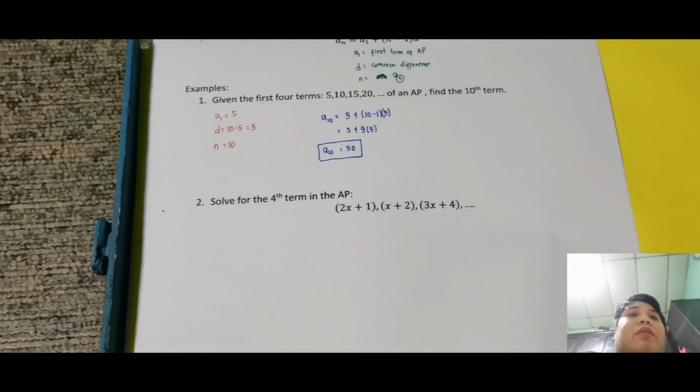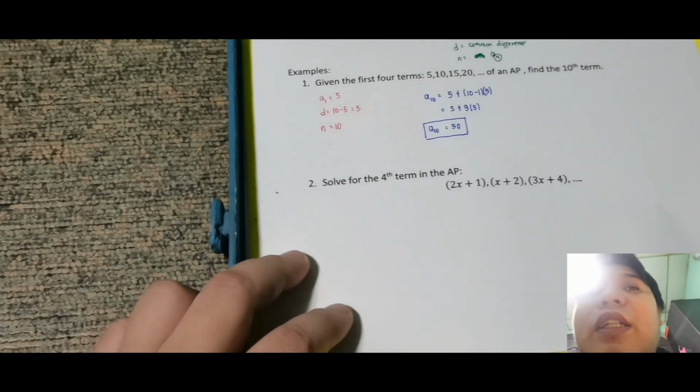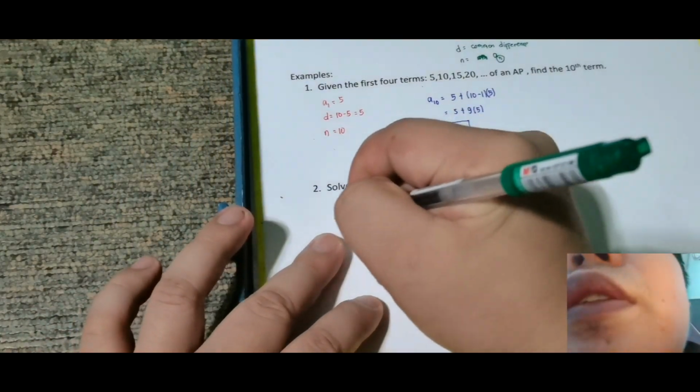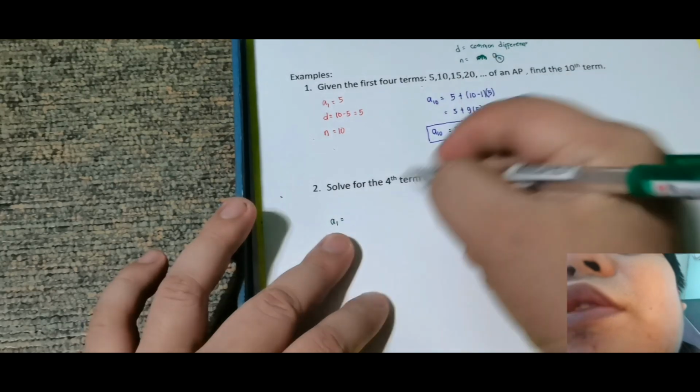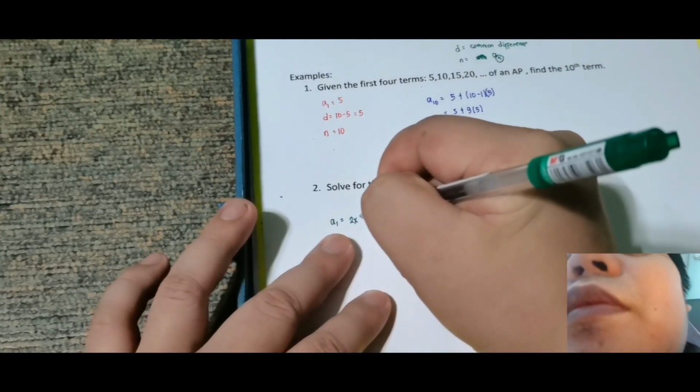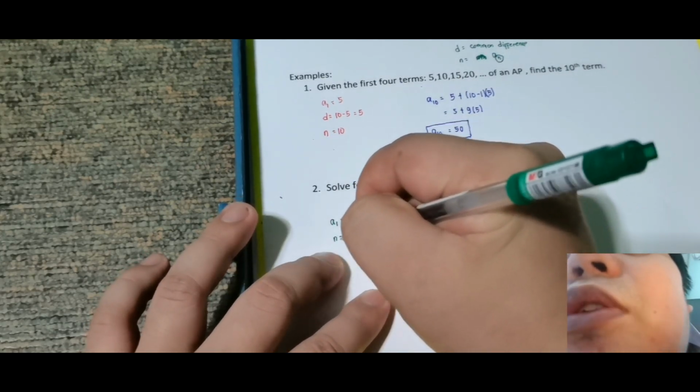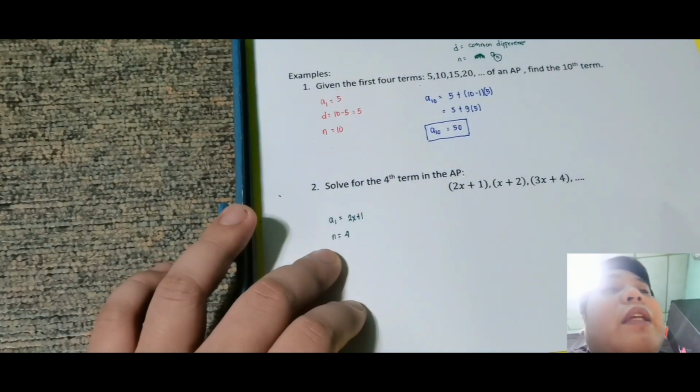Okay, so for example number 2, solve the fourth term in the arithmetic progression 2x plus 1, x plus 2, 3x plus 4. So here, literally you cannot find what D is. What you know here is N, and then a sub 1. So let's put a sub 1. What is a sub 1? A sub 1 is 2x plus 1. Right? Our N is 4 because we are looking for the fourth term.